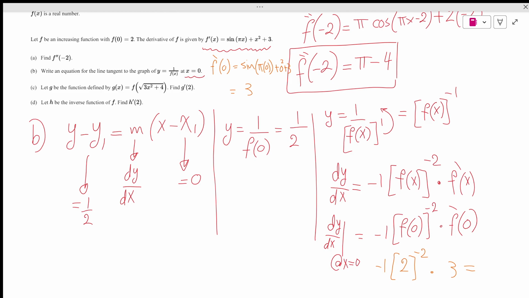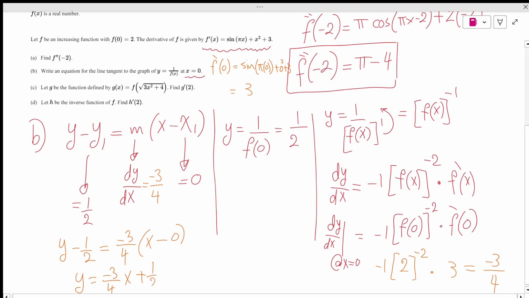So this is -3/4. This is dy over dx, which is the same as the slope, so we just found this to be -3/4. So the final equation will be y minus half equals -3/4 bracket x minus 0. And this can be written as y equals -3/4 x plus half. By moving the 1/2 to the other side, this is what we get.